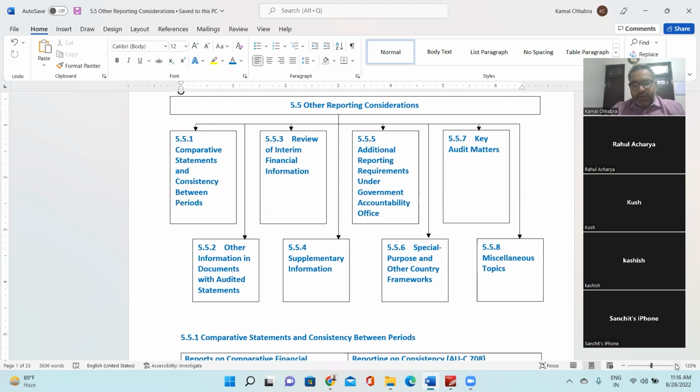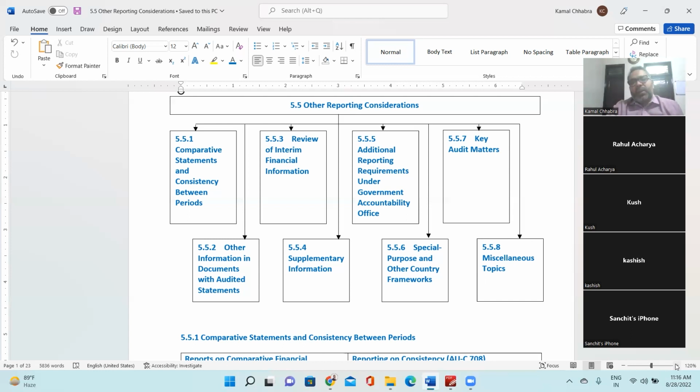Make sense? What are the 5 statements comprised in the financial statement? The balance sheet, income statement, cash flow statement, equity statement, and notes to accounts. Notes to accounts, right? Balance sheet, income statement, equity statement, cash flow, and notes to accounts. These are the 5 things which comprise a financial statement which we as a CPA do the audit.